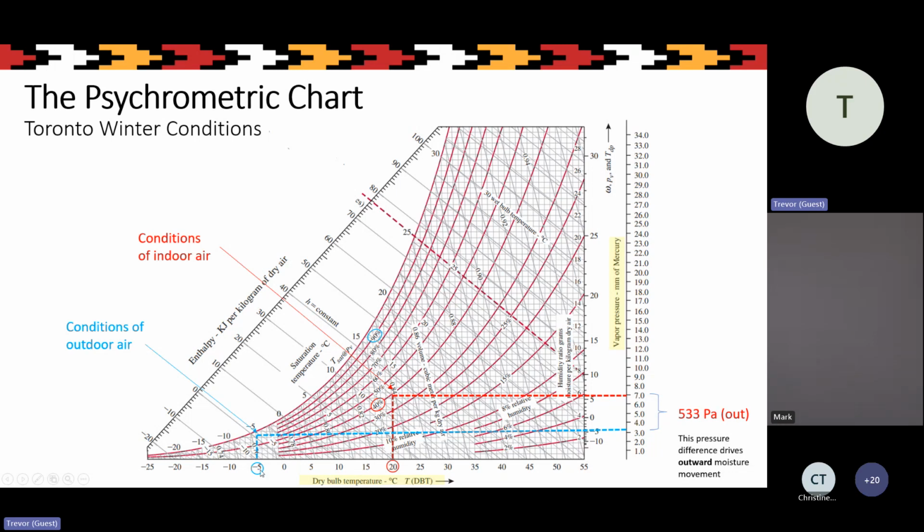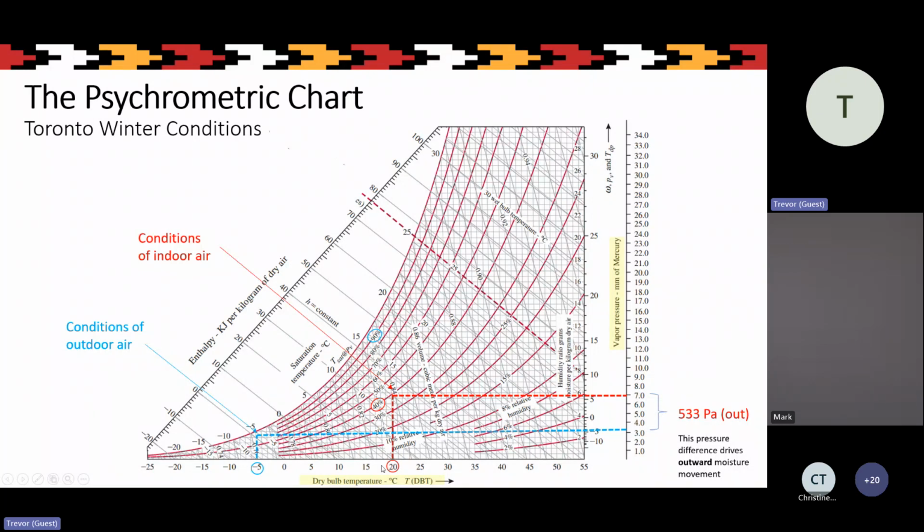So if we look at -5 degrees, 90% relative humidity air, we go up until we meet this line, right about there. And if we take that point and go straight across to the vapor pressure side of the graph, we get a little bit over 3, and this is in millimeters of mercury, but I've turned this into pascals of pressure to show you the difference.